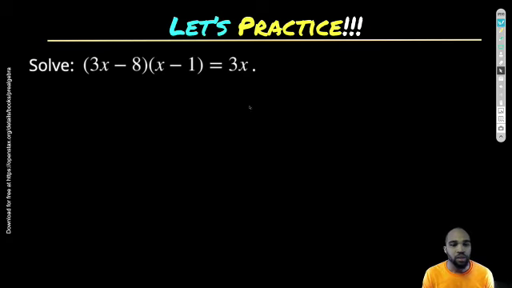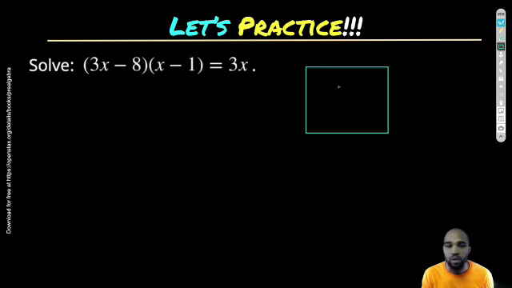All right, here's another one that's a little bit different. How do we handle this one? So we have these two factors equals 3x. Your first instinct is to do what? You want to set this equal to 0 and this equal to 0. However, it's not set equal to 0 yet.